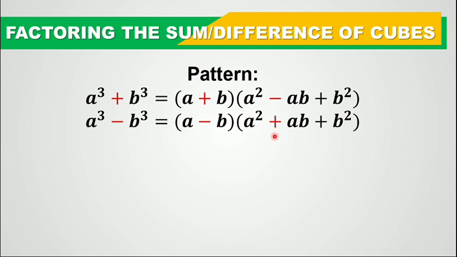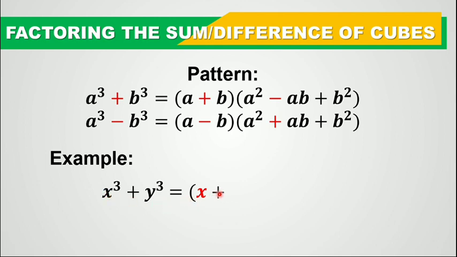Alright, now let me show you this example for you to understand this pattern better. So let's factor x cubed plus y cubed. Again, this is plus. The first term of the first factor is just the cube root of the first term. The cube root of x cubed is x. And since this is plus, the sign is plus, then the cube root of the second term. The cube root of y cubed is y. And then this is the first factor.